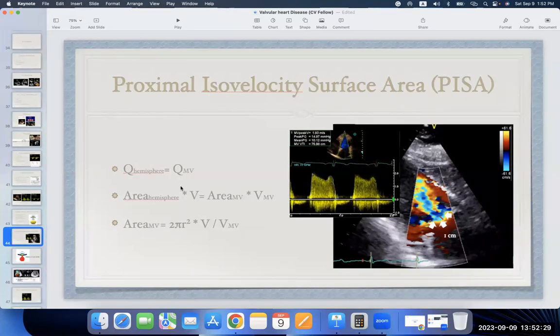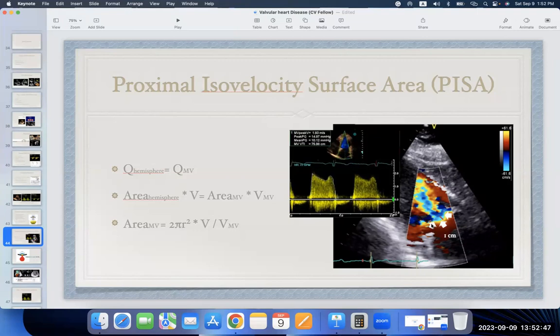So basically, you're going to say that the flow in the hemisphere is equal to the flow across the mitral valve. You will multiply the area of the hemisphere. I told you how to do it. Measure the radius and square it, multiply it by 2, multiply it by pi. That will give you the area. Multiply by the velocity. The velocity, how do you get the velocity?